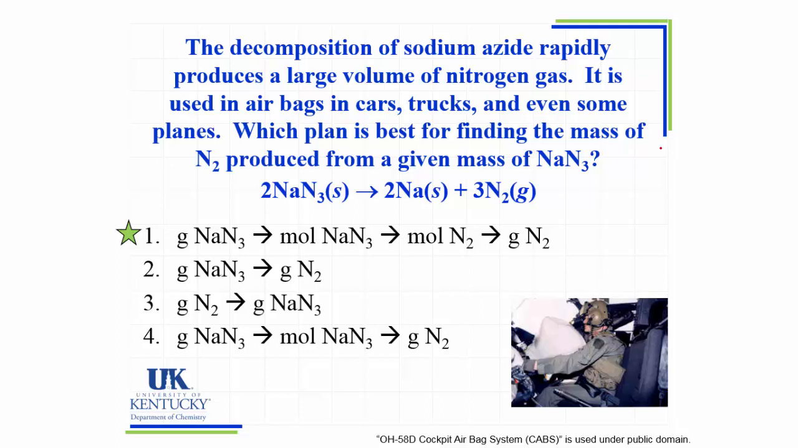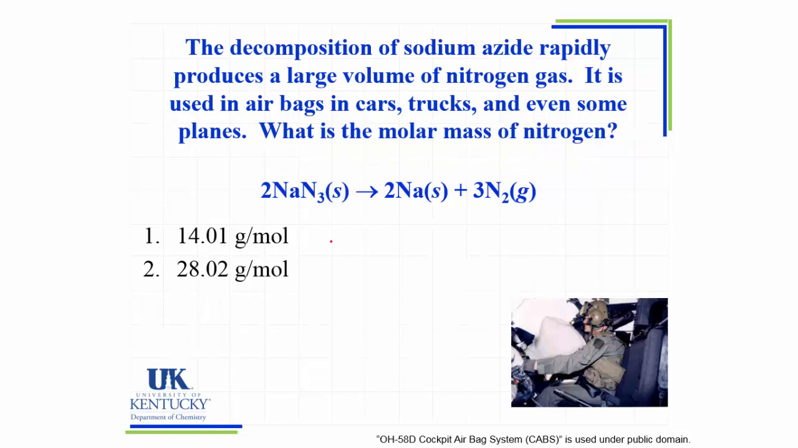Remember that the only relationship we know between amounts of two different substances in an equation are the molar amounts. So if I want to look at a relationship between two substances, I first have to convert to moles, because if I know the moles of one substance, I can use my mole ratio from my balanced chemical equation to find the moles of the other substance, and then I can convert to grams.